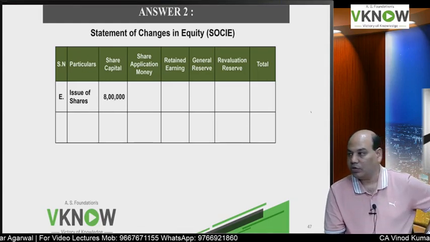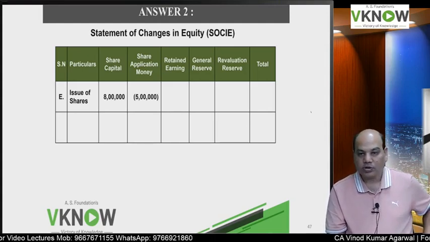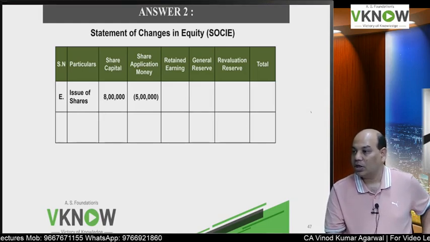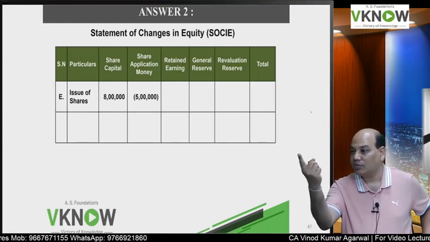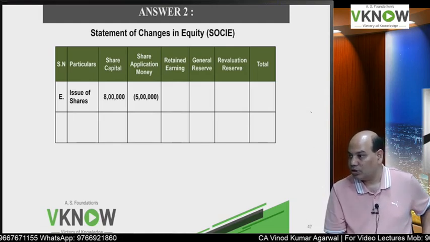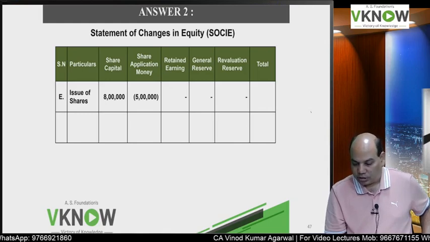Share capital will increase by 8 lakh. Out of 8 lakh, 5 lakh was transferred from share application money and 3 lakh was in cash. That I will add in cash in balance sheet. The 3 lakh cash which we got will be added to the cash and bank balance in balance sheet. So my net effect is 3 lakh here.